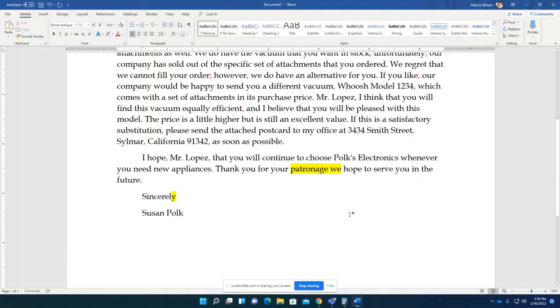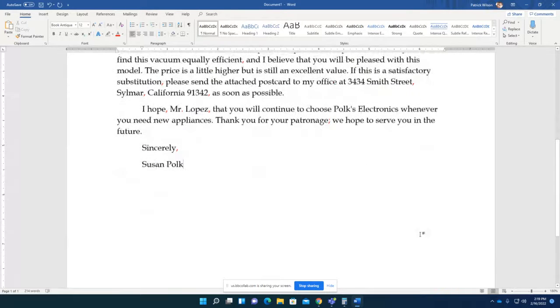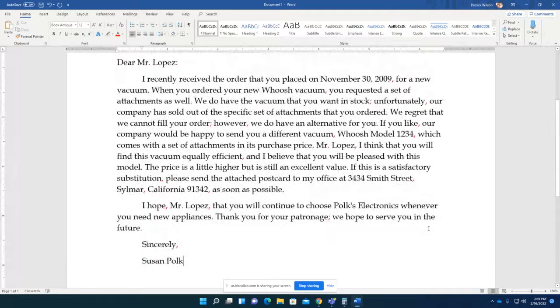If you look at our last sentence, thank you for the patronage. We hope to serve you in the future. You've got a classic example of a run-on sentence. A really easy fix is just to put the semicolon and call it a day. And then at the end, sincerely, you need a comma. And of course, you close with the person's name. And that's pretty much it.